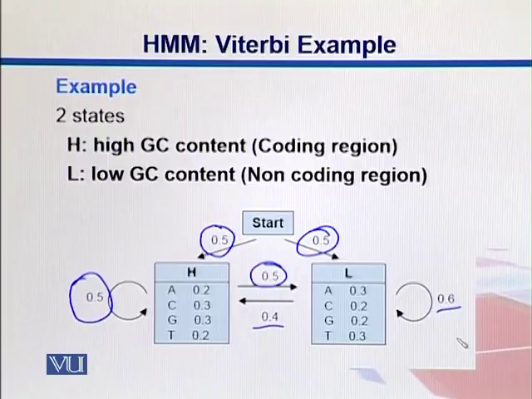Within each state, which symbols you emit depends on your alphabet, which has size 4: A, C, G, T. In the high GC content state you can have A 20% of the time, and C and G both 30% each, so you have a higher proportion of CGs, 60% of the time, and again 20% T. In the low state, your CGs are 0.4 in total, so 40%, and most of the time you observe A's and T's.